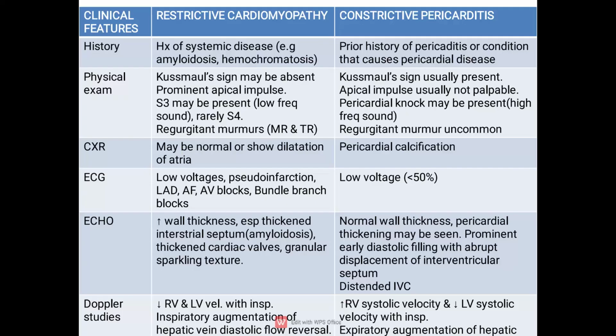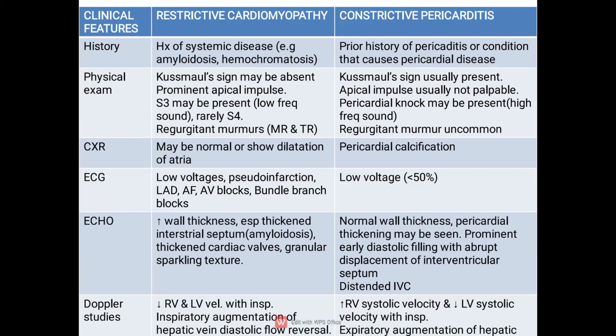For the echocardiography, in restrictive cardiomyopathy we have increased left ventricular wall thickness, especially of the interventricular septum. That's seen in amyloidosis, and sometimes because of the involvement of the cardiac valves, you could have thickening of the cardiac valves. And for amyloidosis, you have this granular sparkling texture. In the case of constrictive pericarditis, the walls are normal, but there's pericardial thickening.